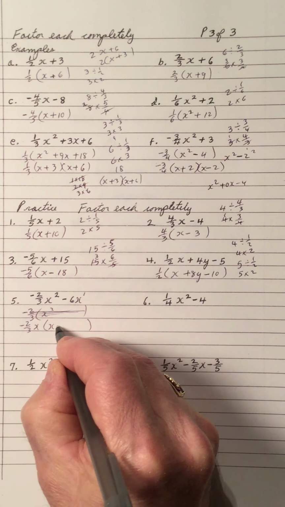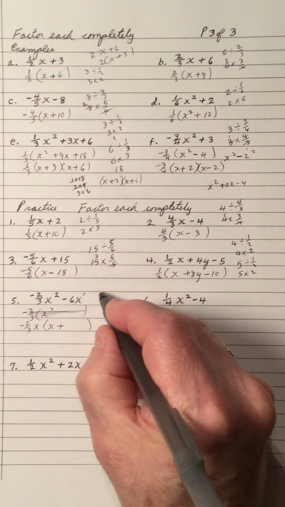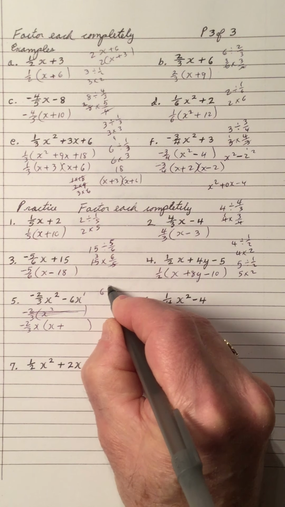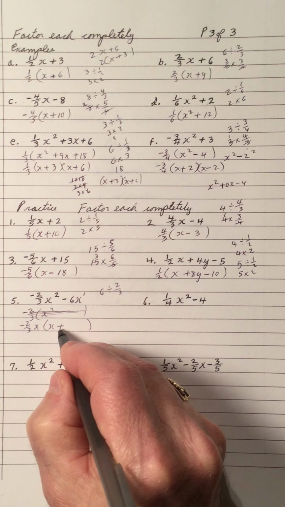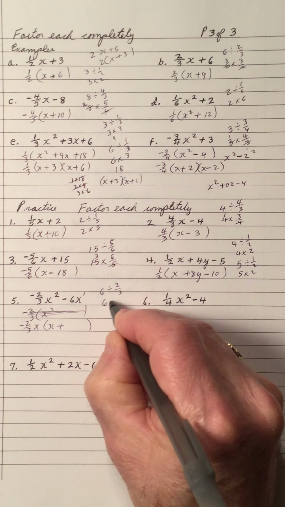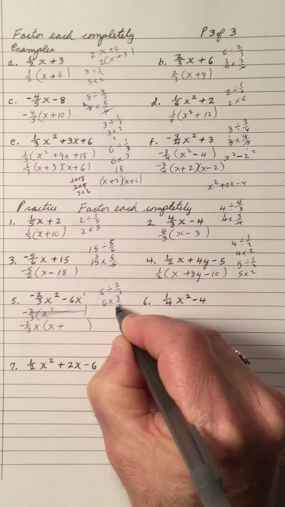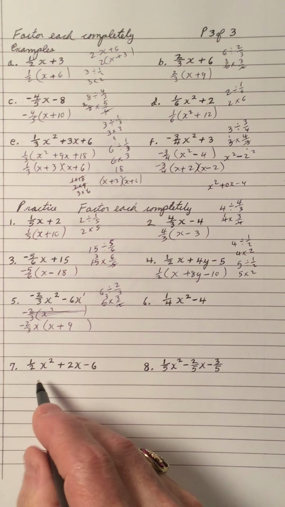Negative divided by negative is a positive, and x divided by x is 1. So I just have to deal with 6 divided by 2/3. Remember, negative divided by negative is a positive. X divided by x is 1. So 6 times 3 over 2. 2 into 6 goes 3. 3 times 3 is 9.